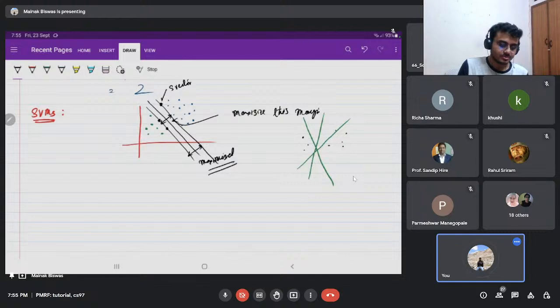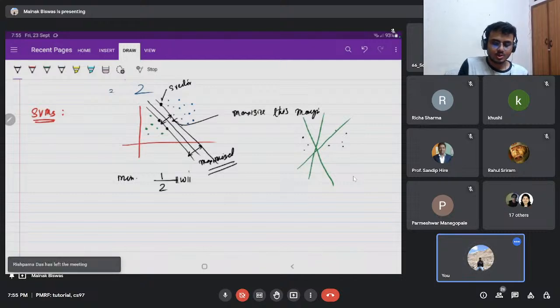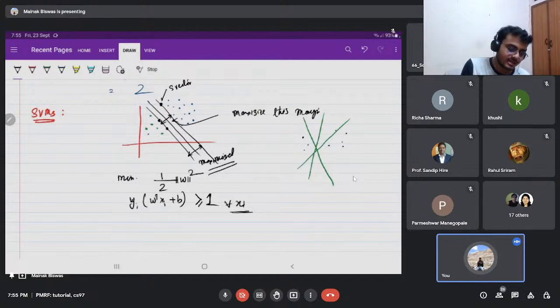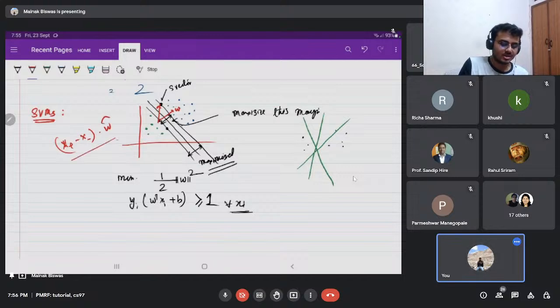We had found that the cost function was 1 by 2 w squared, subject to the constraints yi (w transpose xi plus b) is greater than or equal to 1 for all xi. So we use the Lagrangian and all. How do we get this? Just to recall, we have this vector and we have this w vector. So what did we do? We took x plus minus x minus and used to take the dot product with this. This is the margin distance, right? Yes, sir. So this is what we maximize.